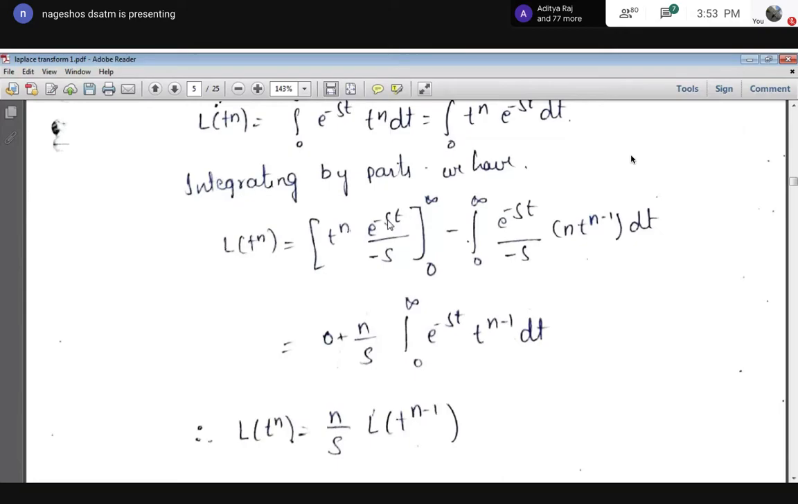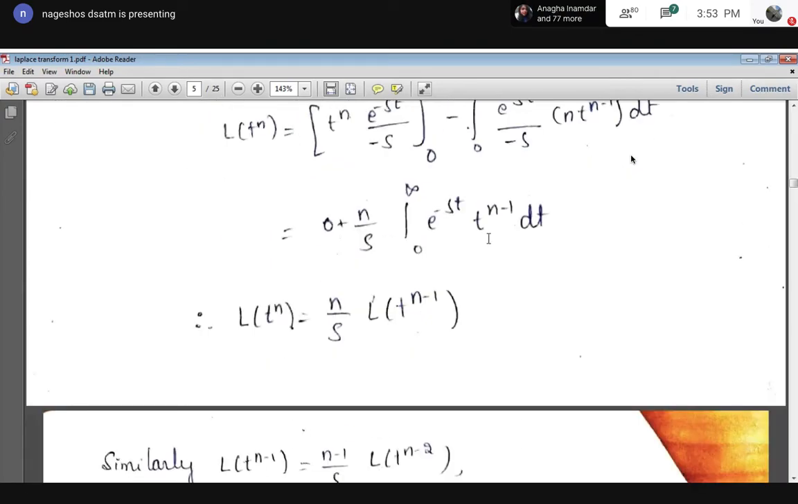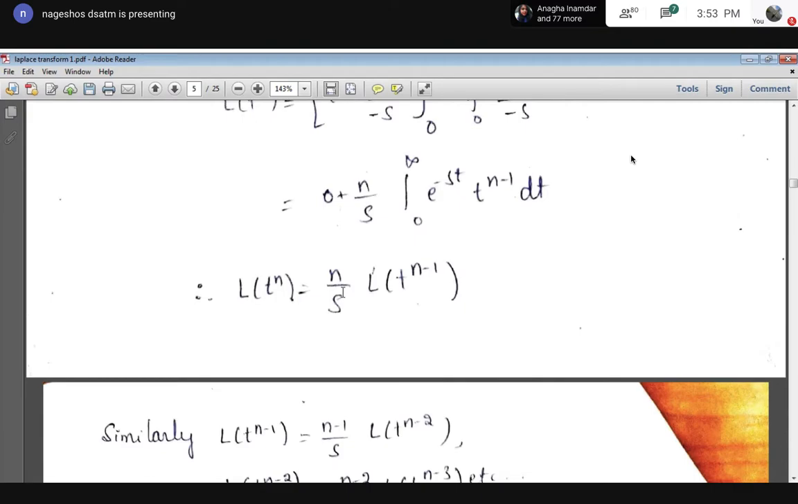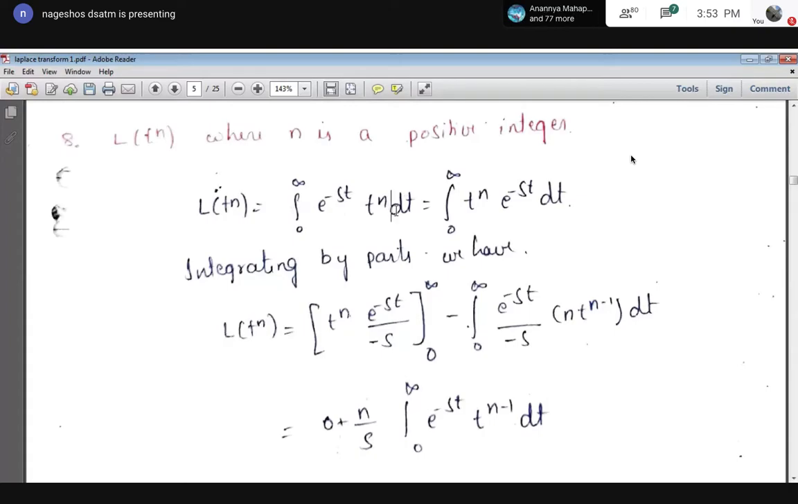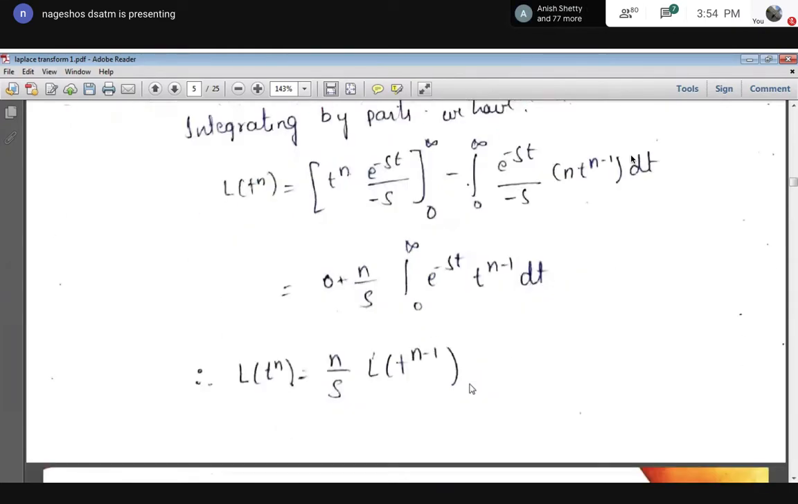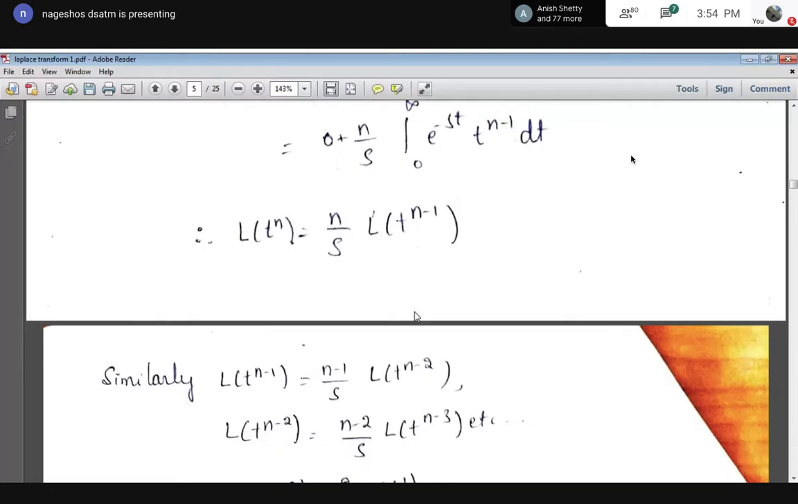Now if you substitute limit, e power minus infinity, that is 0. Then t we need to substitute now 0. 0 into anything will be 0. So this will be 0. You can multiply this minus and minus, it will become plus n by s, integral 0 to infinity e power minus st t power n minus 1 dt. Then this is actually similar to definition of Laplace transform. See here, this is definition of Laplace transform, 0 to infinity e power minus st. Here t power n is there, therefore L of t power n. Here t power n minus 1, therefore L of t power n minus 1.